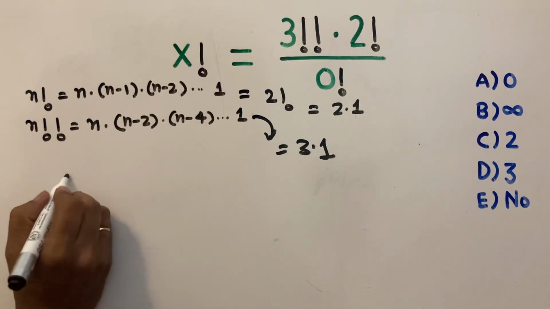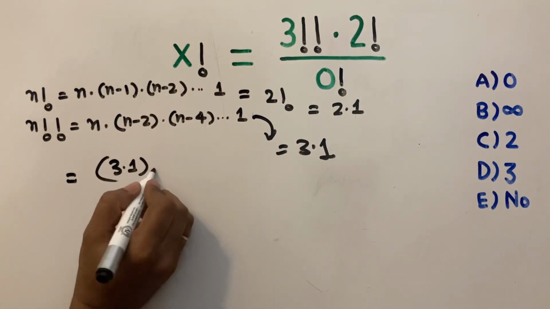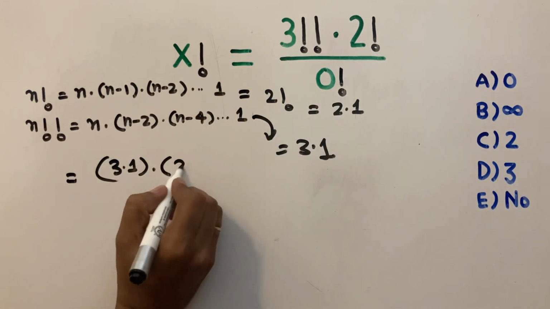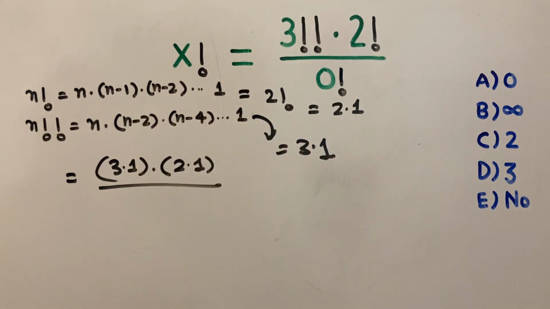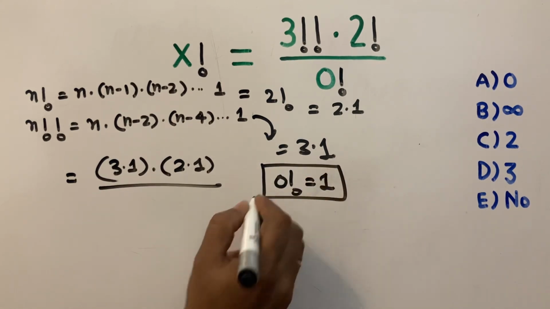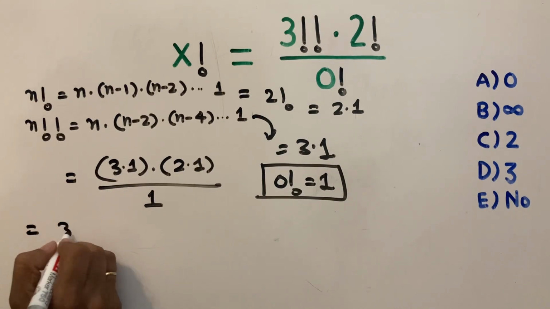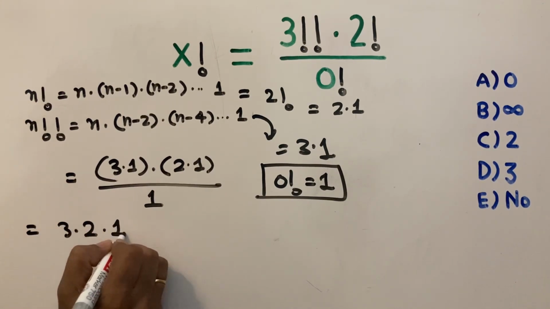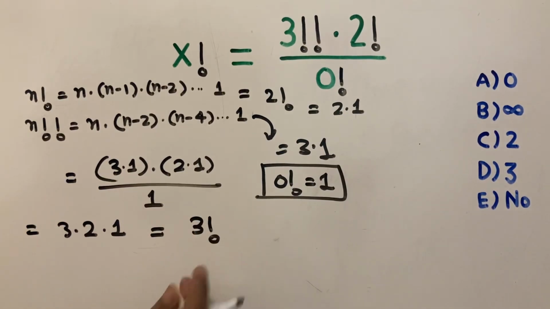Therefore, this simplifies to 3 double factorial, which is 3 multiply 1, multiplied by 2 factorial, which is 2 multiply 1, divided by, you must know the value of 0 factorial is not 0, the value of 0 factorial is 1. So here it is 1, which is equal to 3 multiply 2 multiply 1, which is also equal to 3 factorial.